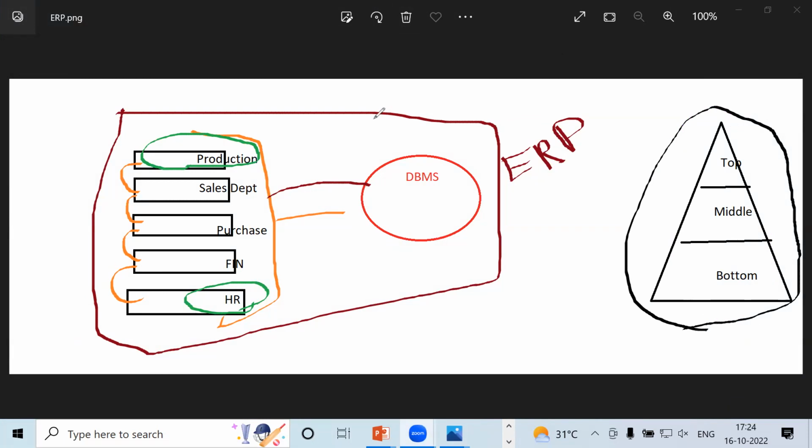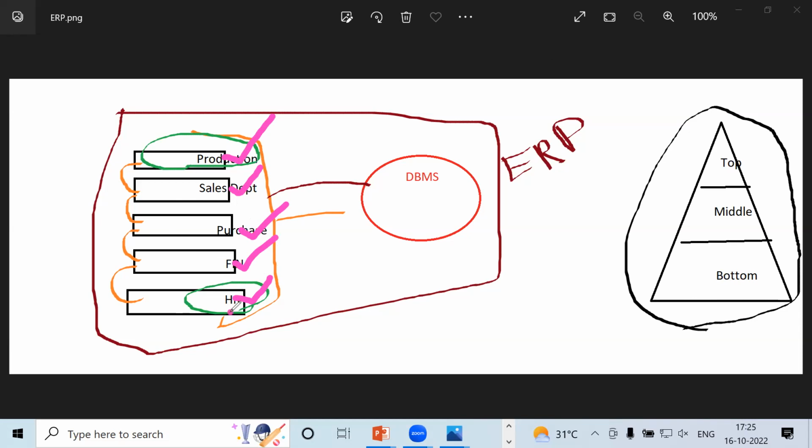You develop the software. So for developing the software, you develop the modules. So production department, separate module. Sales department, separate module. Purchase department, separate module. Finance department, separate module. HR department, separate module. What will each module do? So I'm indirectly covering ERP also.